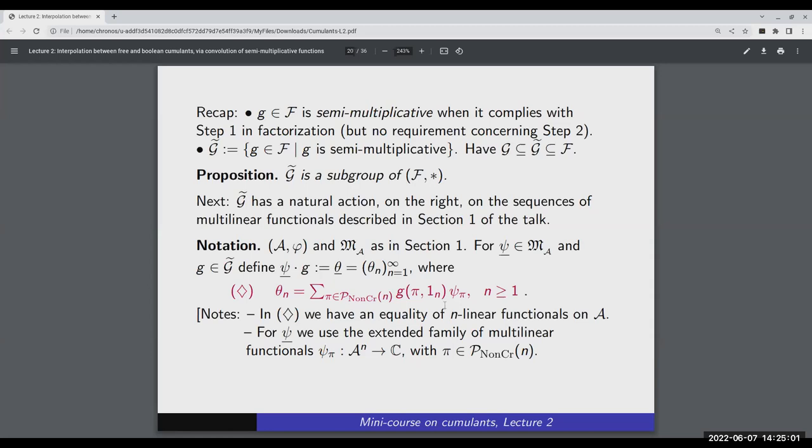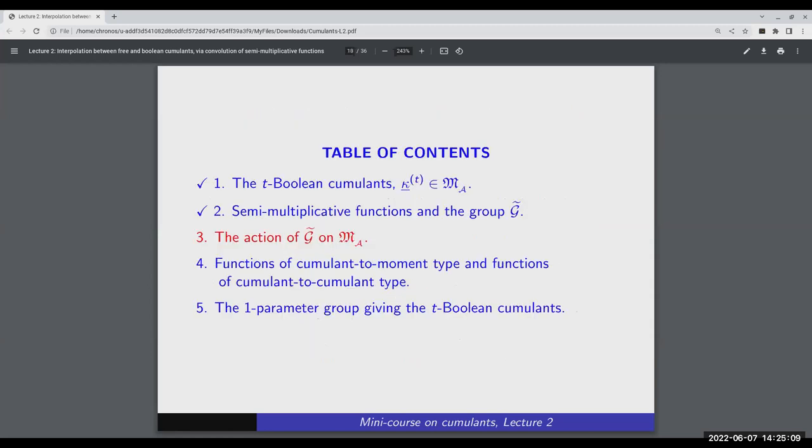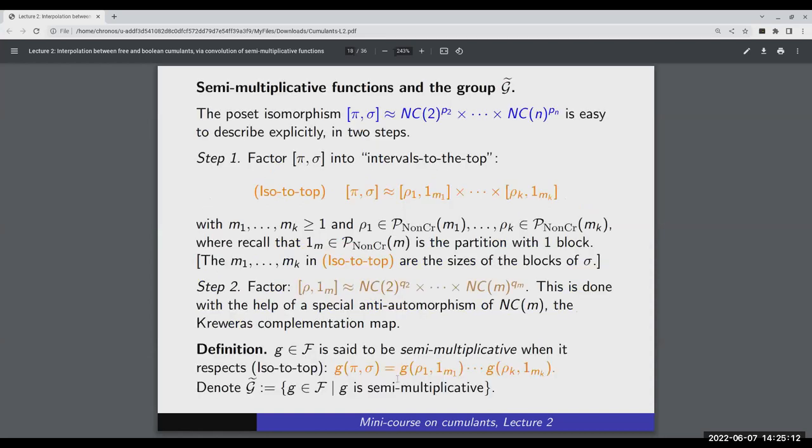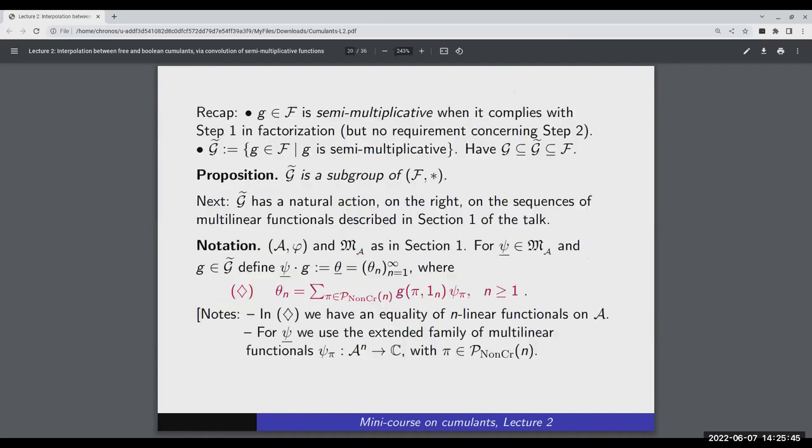You see, the fact that the function is semi-multiplicative was kind of implicit in what I let me maybe find where it is here. This formula which I had two slides ago says that if the function is semi-multiplicative and you know it on intervals from something to top, so if you know g of rho comma 1m for every rho and m, then you know it completely, because all the g pi sigmas are determined from that. And in fact, you can show that these g's of rho comma 1m you can choose freely. So pretty much you know how to understand these semi-multiplicative functions. But anyway, these are the relevant values of the multiplicative function, which you put as coefficients.